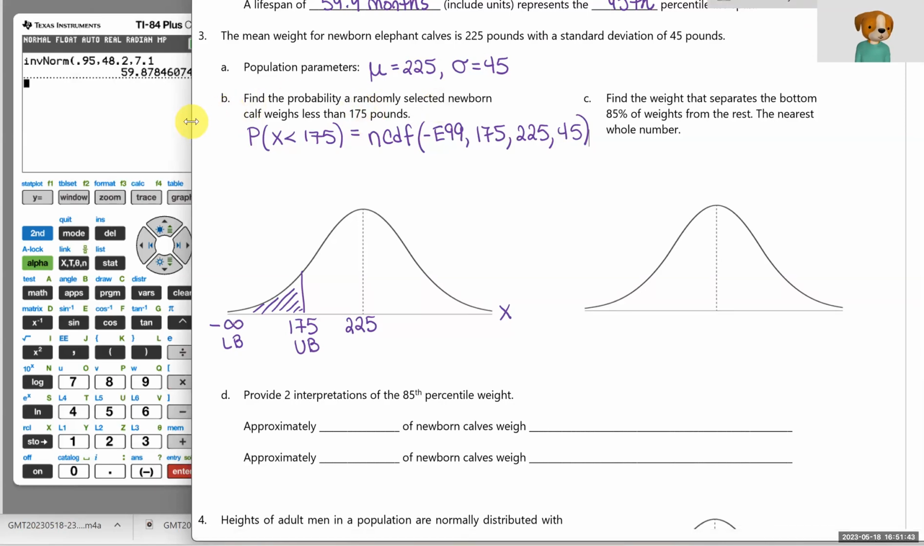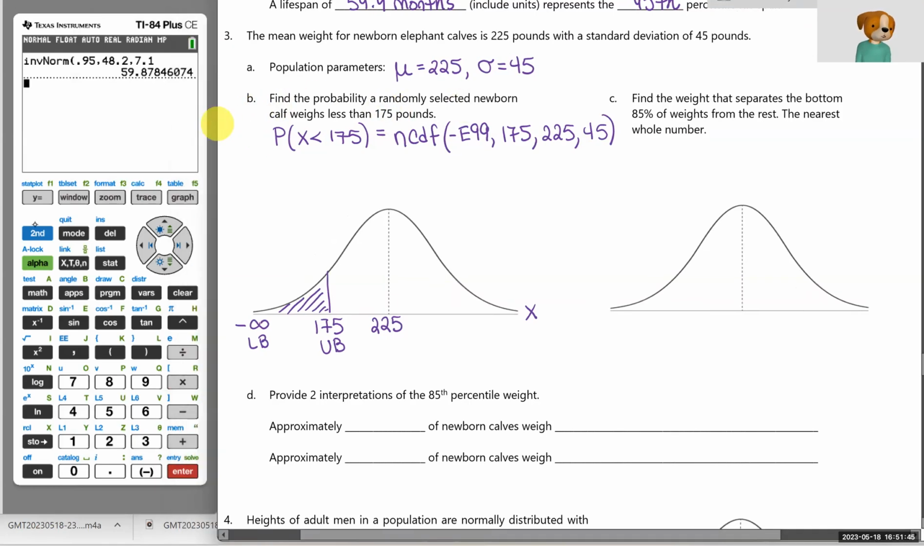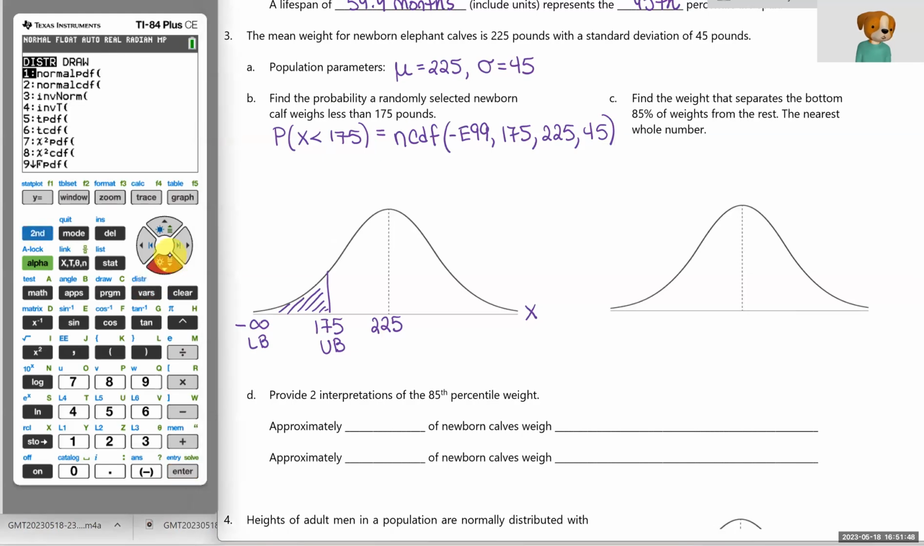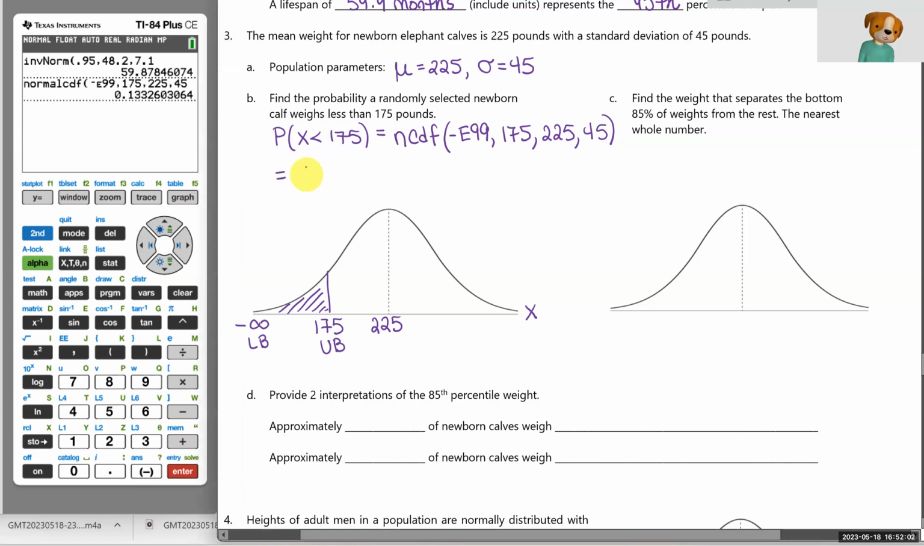So let's go ahead and get that one typed in. Normal CDF for probabilities, negative E99, 175, 225. All right, in decimal, that is 0.1333. So as a percent here, 13.33% of newborn calves weigh less than 175.